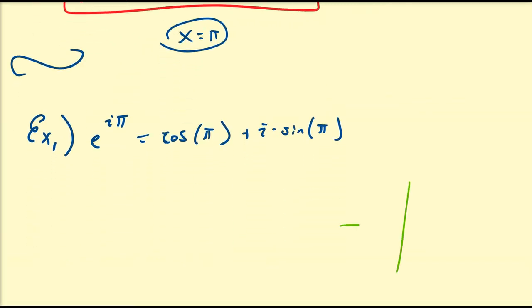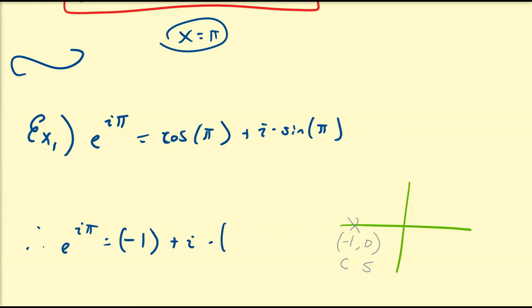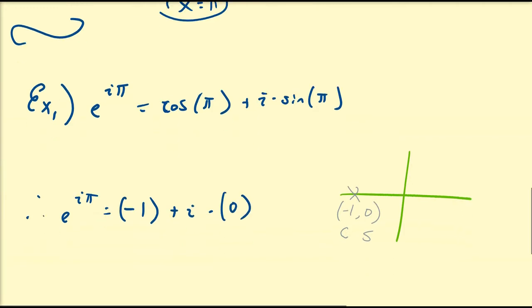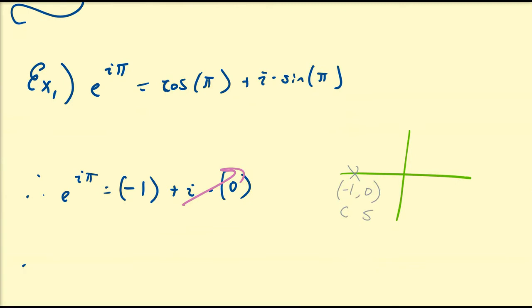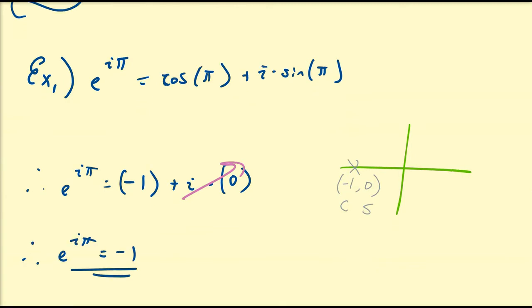And if we go back to our unit circle, pi is going to be located over here. So that point is -1, 0. So cosine is the x value, sine is the y value. So that means e to the i pi is going to be equal to, so the cosine is going to be -1 plus i times the sine of pi, that's going to be 0. So the imaginary part disappears. So I'm left with e to the i pi is equal to -1.